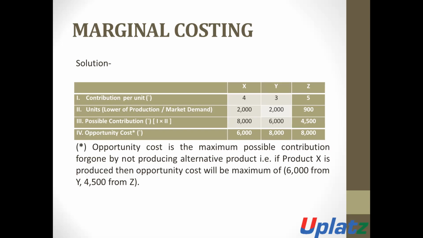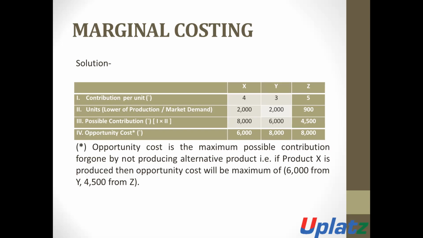And the opportunity cost, in the case of X, will be 6000 rupees. If we produce X, then we will forego Y, because Y has the higher contribution. Then the opportunity cost will be the contribution of Y, which is 6000. And if we produce Y, then we will forego X, and the contribution of X is 8000. Then the opportunity cost for Y is 8000.